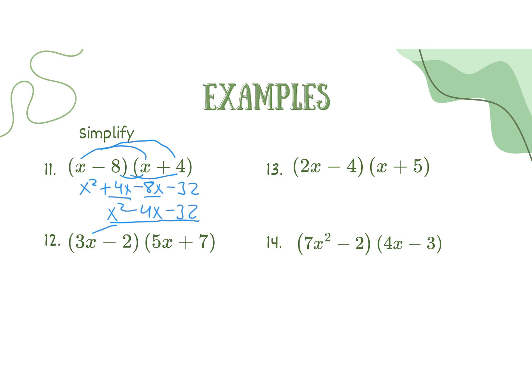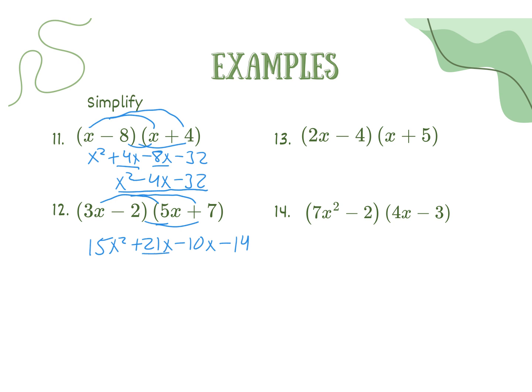Same thing with the next one, number 12. First times the first is 3x times 5x, 15x squared. Outer times the outer, 3x times 7 is 21x. Inner times the inner is negative 10x. Last times the last is negative 14. Once again, combining your like terms, 21 minus 10 is going to get you 11. And nothing else can combine, so I would just bring everything else down. So I get 15x squared plus 11x minus 14 as the final answer.